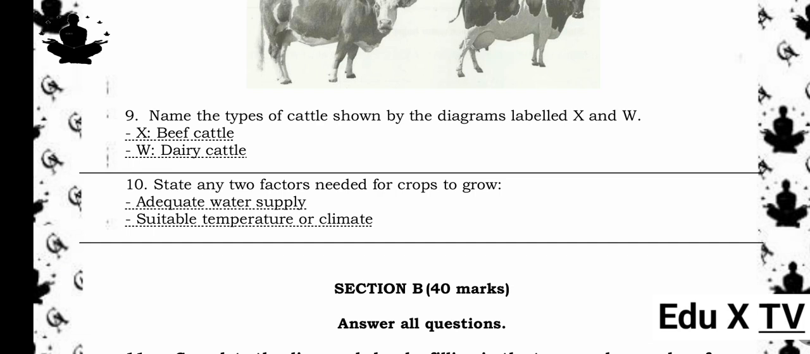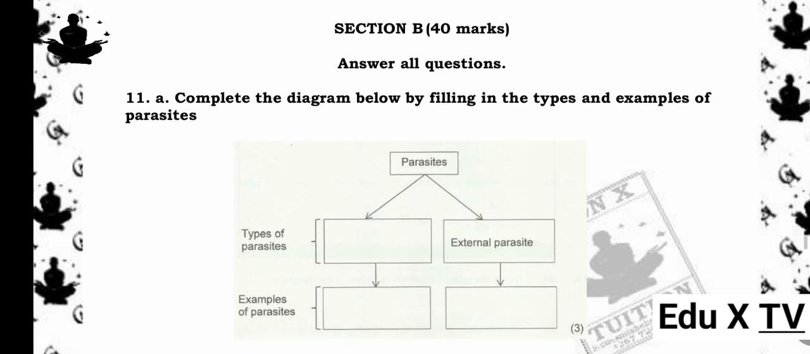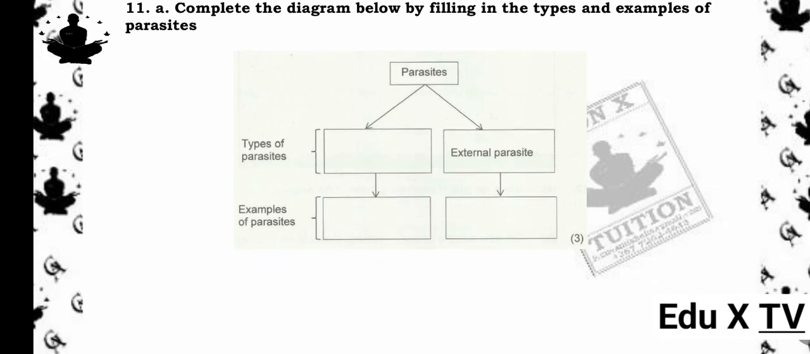10. State any two factors needed for crops to grow. Adequate water supply. Suitable temperature or climate. Section B, 40 marks. Answer all questions. 11. A. Complete the diagram below by filling in the types and examples of parasites.